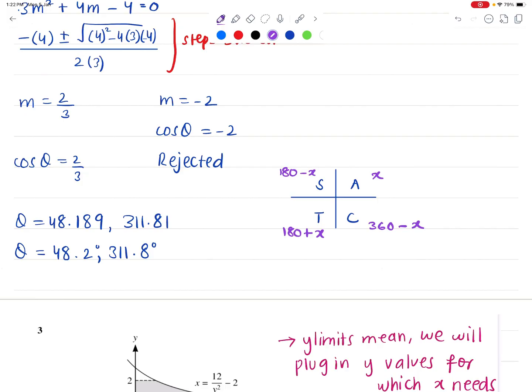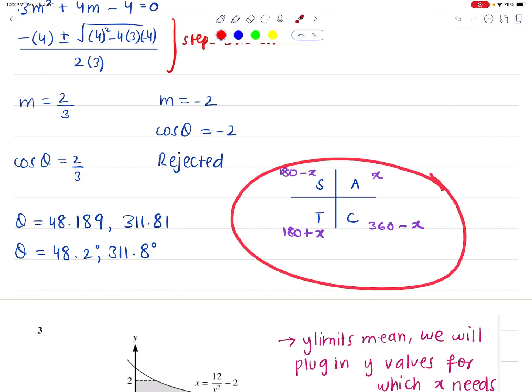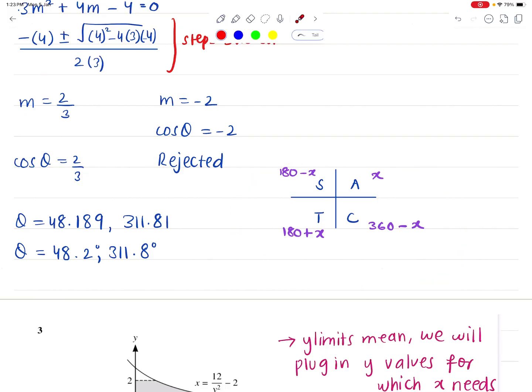You can basically memorize these. That makes it much easier. And that's how I do it as well. Anyway, so the first answer over here is going to be x, which is basically 48.189. And the second one is going to be found out by doing 360 minus 48.189. This quadrant basically.